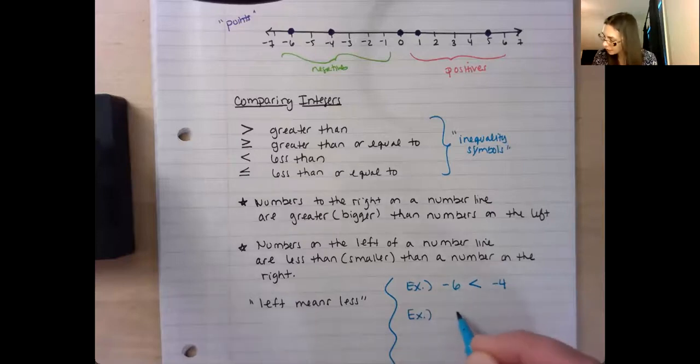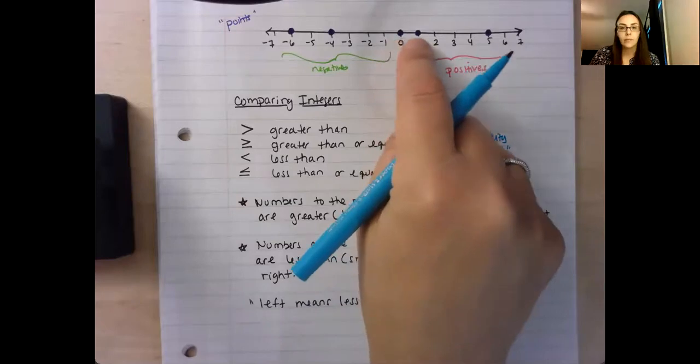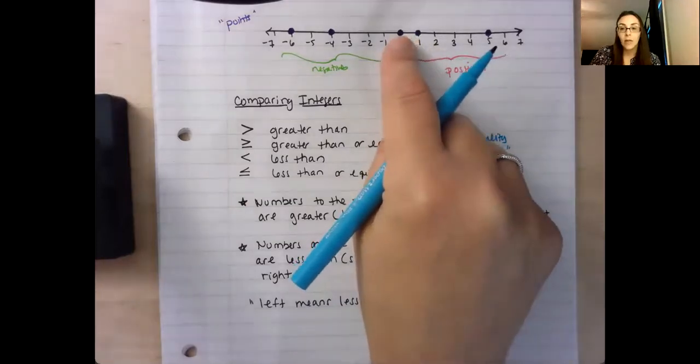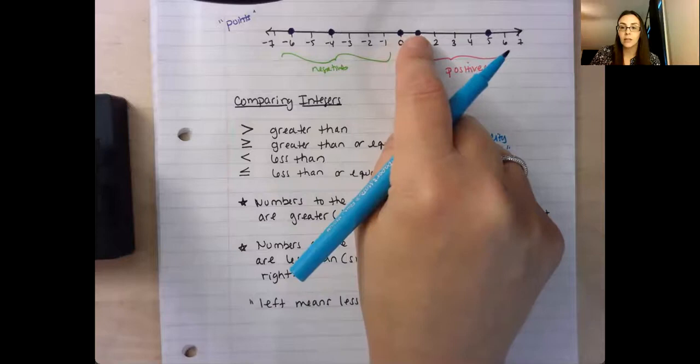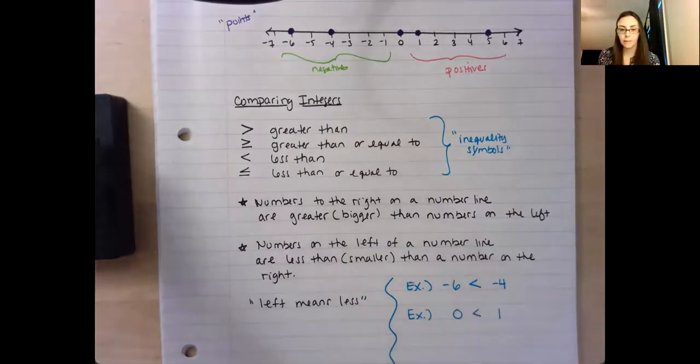Let's compare 0 and 1. So here I have 0 and 1. Again, 0 is on the left and 1 is on the right. So 0 is smaller and 1 is bigger. So 0 is less than 1.